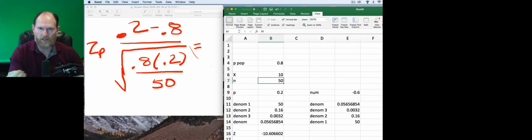And let's look at the impact of n changing. Now with the proportion, it's going to be a little bit different. Okay, so when the n becomes smaller in a proportion, then we'll get a different z-score. We're going to get a z-score that's not so far away from the p-pop.